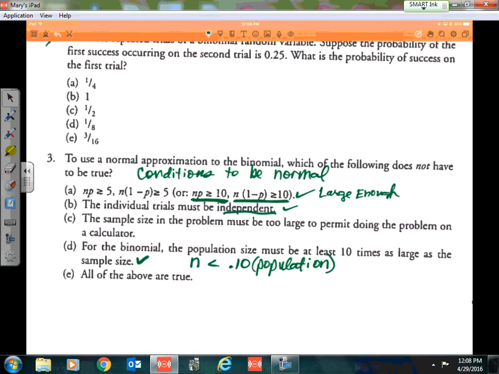So, let's look at C. The sample size in the problem must be too large to permit doing the problems on the calculator. Is that one of our conditions for being normal? No. Okay, so that's the one that's not good. Moving on.